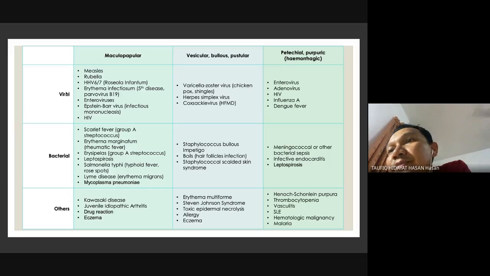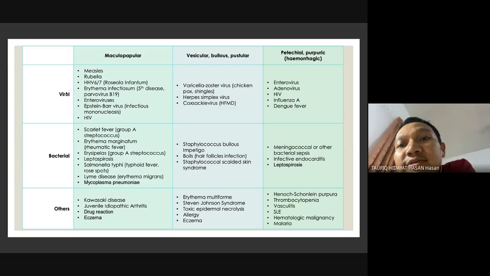So nanti kalau you dapat case tuh, differential diagnosis kan usually clinically we can give provisional diagnosis, but usually we should list down differentials kan. So jangan campur ya. Kalau you jumpa pasien maculopapular jangan letak vesicular, for example chicken pox. Kalau pasien ada vesicular rash jangan letak macam measles, jangan campur ya. So kena ikut grup nih ya.